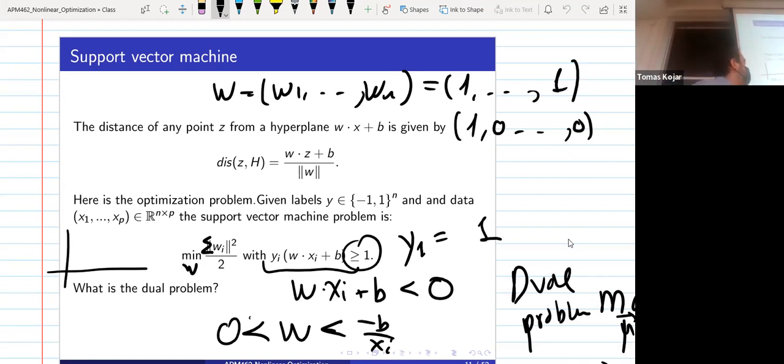I wish I had some simulation. Well, if B is positive, no, because some of the labels could be negative. No, like you said, big W could be 0.